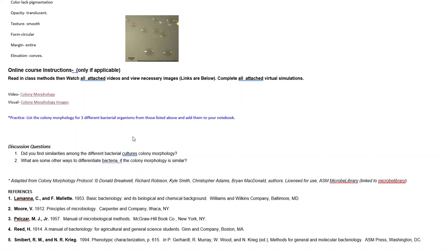What similarities did you see between the three organisms? And then you can also do number two. If the colony morphology is similar, how would you tell them apart? Which I already told you. You just use biochemical tests.